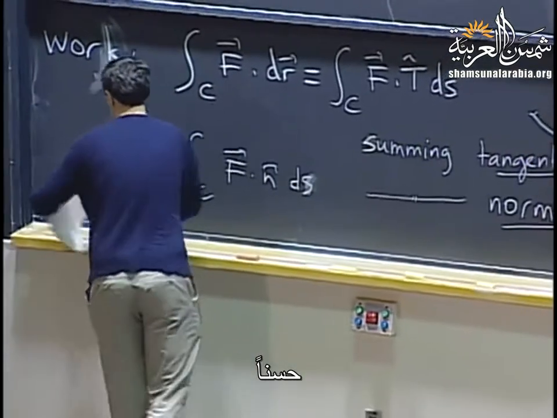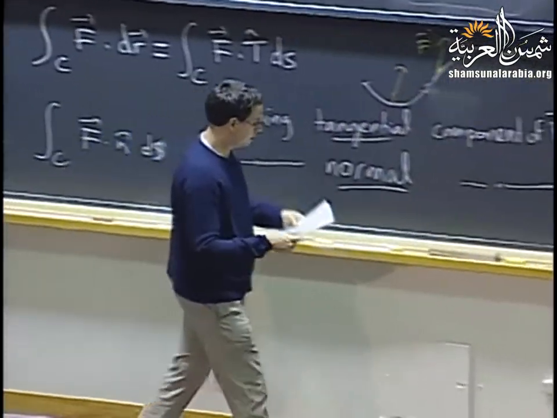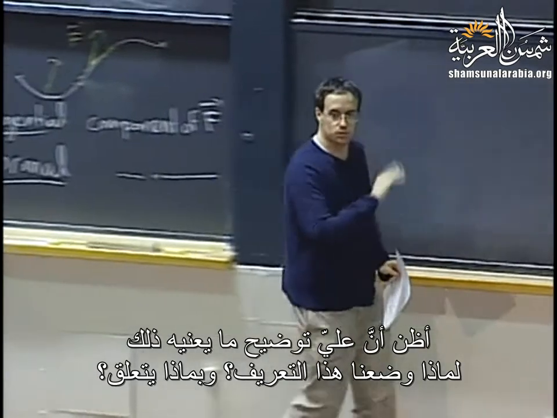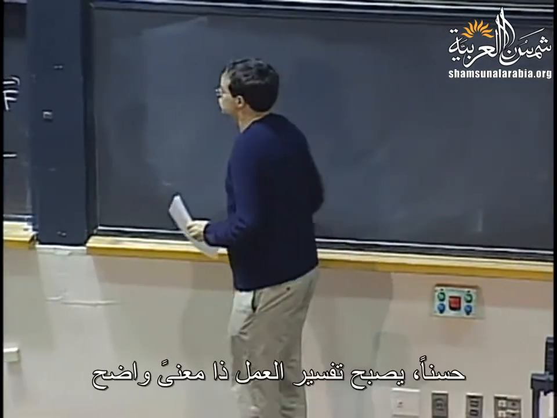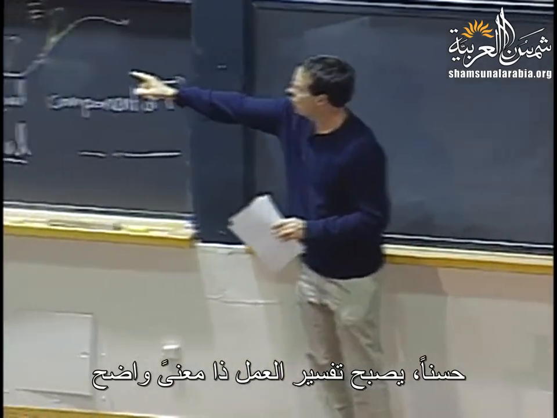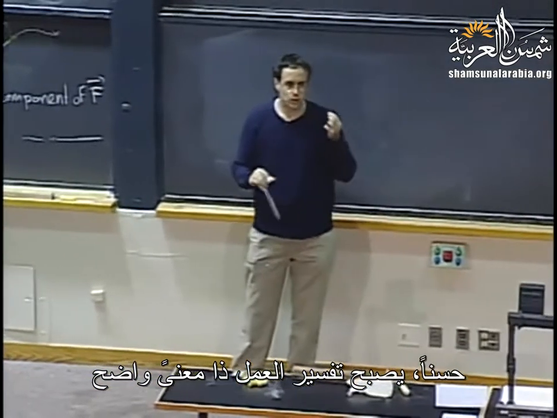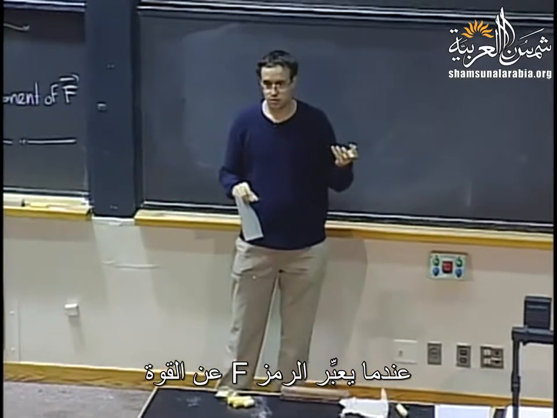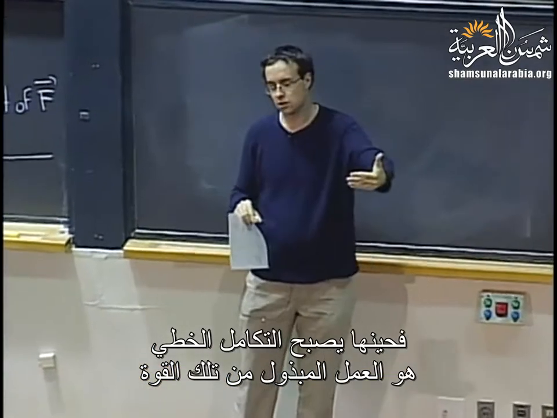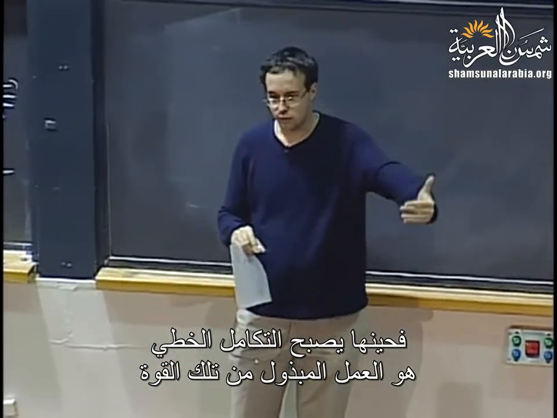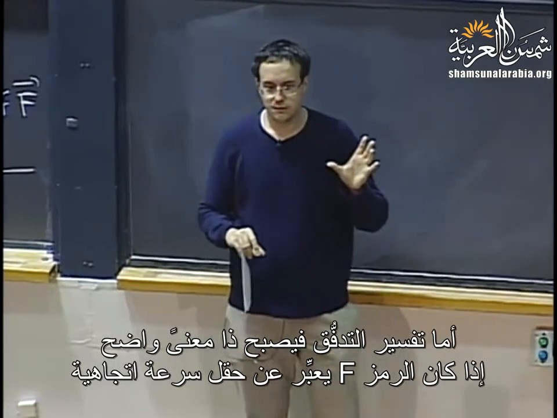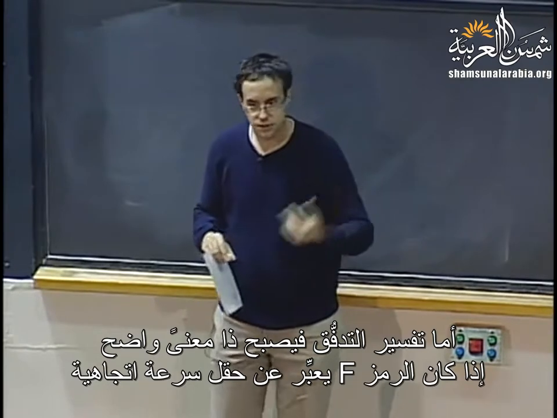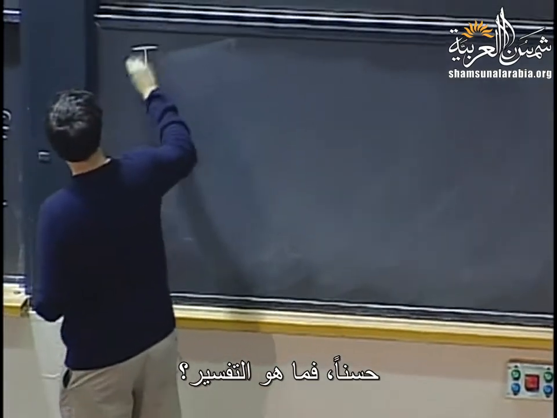So I should probably tell you what it means. Why do we make this definition? What does it correspond to? The interpretation for work made a lot of sense when F was representing a force. Then the line integral was actually the work done by the force. The interpretation for flux makes more sense if you think of F as a velocity field. So what's the interpretation?